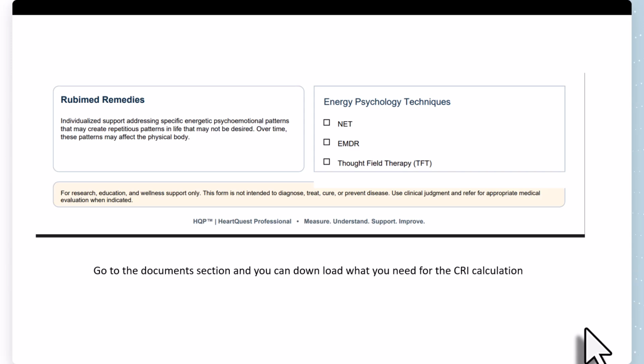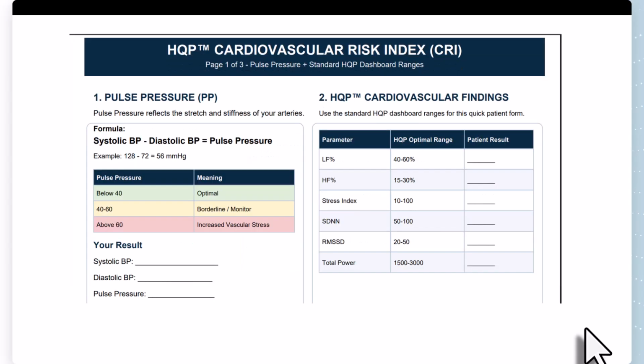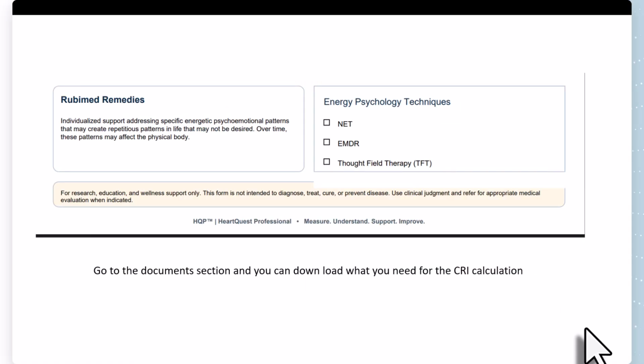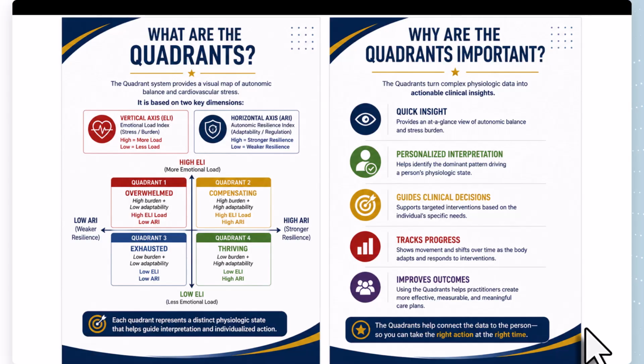So this is for research and education, wellness support only. This form is not intended to diagnose, treat, cure, or prevent disease. Again, we say use clinical judgment and refer to appropriate medical evaluation when indicated. Anyway, all these documents are on this website. In the documents section, or the questionnaire section, you can always find them. And there you have it. You can print it out and calculate this out for your patient.